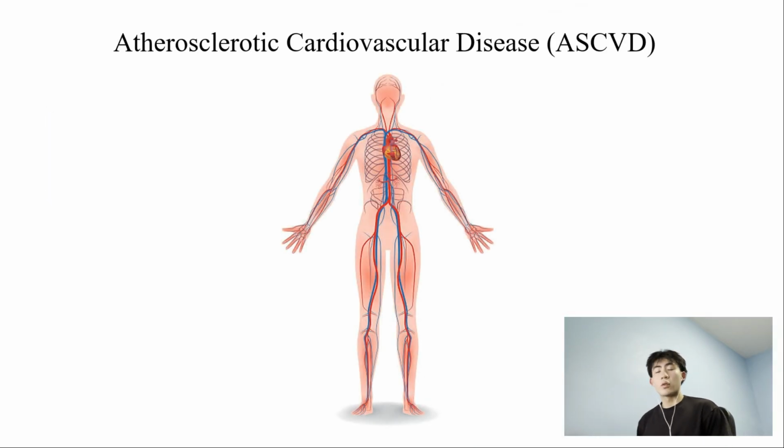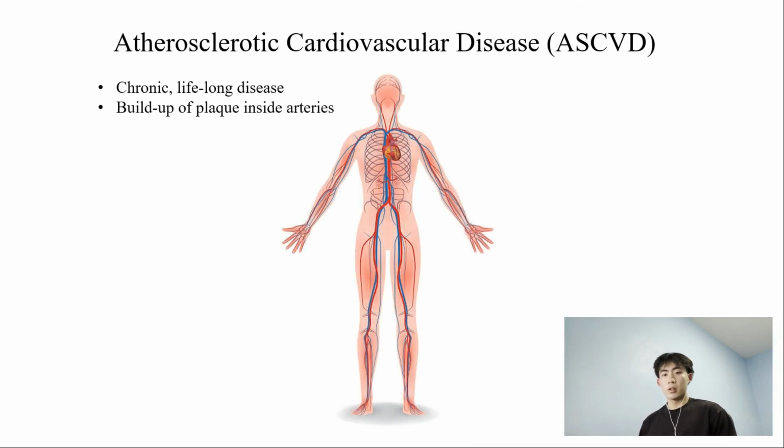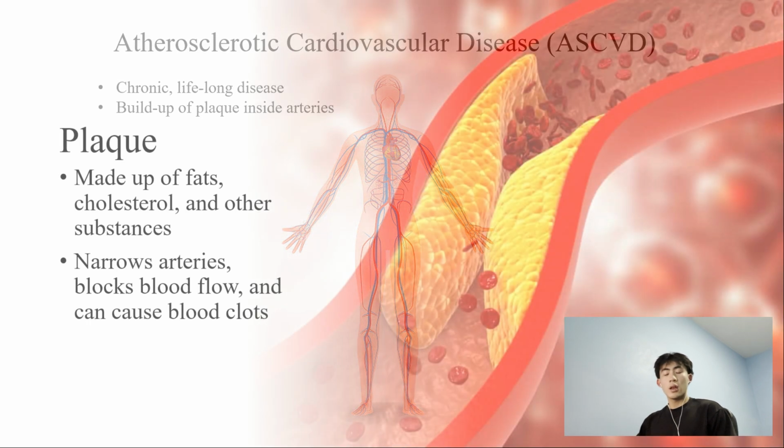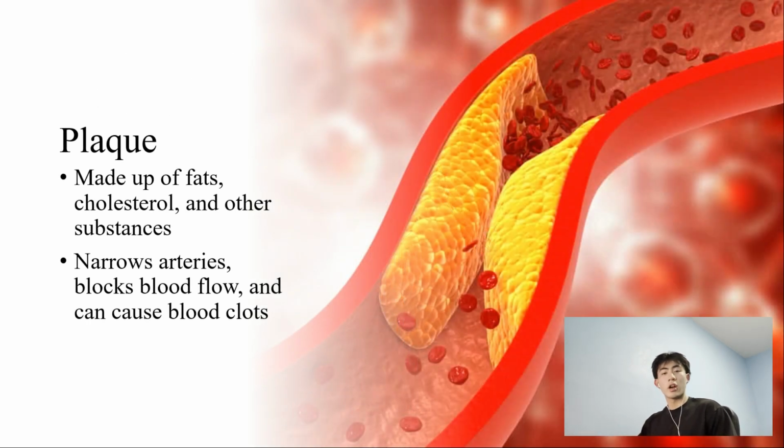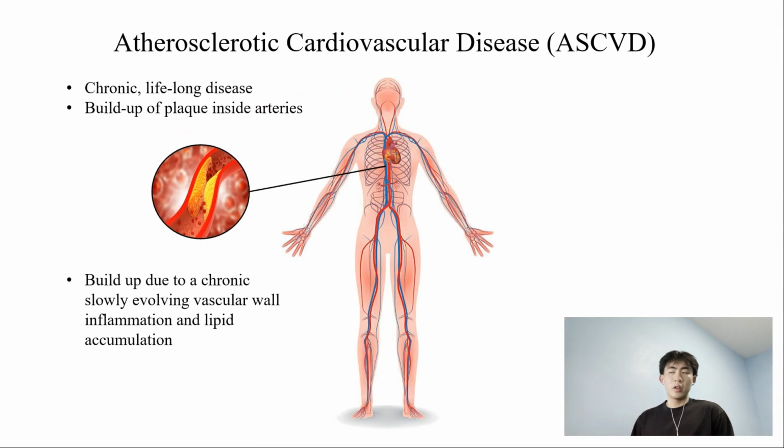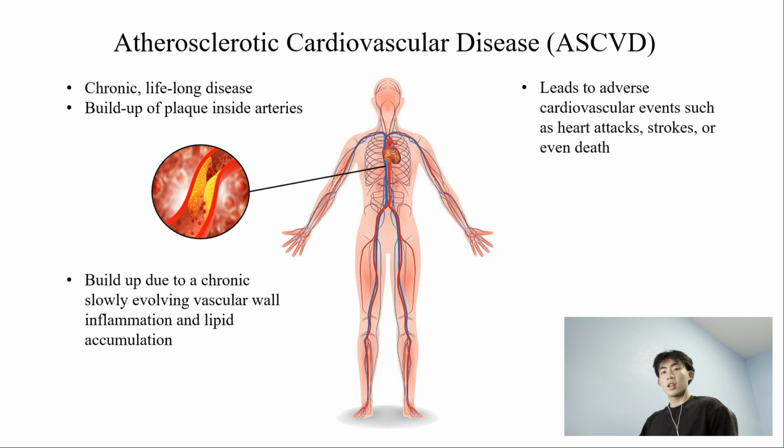What is it? It's a chronic, lifelong disease characterized by the buildup of plaque inside arteries. Plaque is made up of fats, cholesterol, and other substances. It narrows arteries, blocks blood flow, and can cause blood clots. The buildup is due to a chronic, slowly evolving vascular wall inflammation and lipid accumulation. It can lead to adverse cardiovascular events such as heart attacks, strokes, or even death.